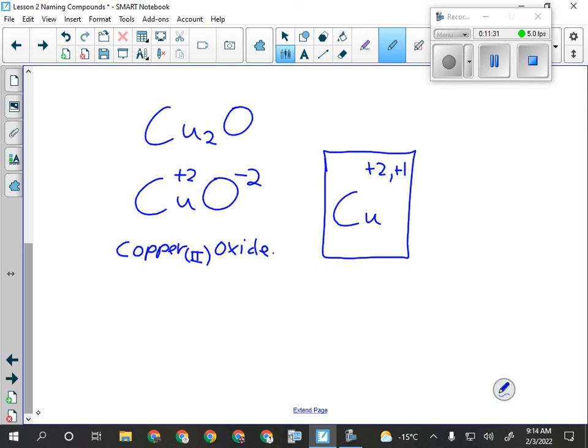Now, for the other compound, oxygen always has a charge of -2. In this case, there are 2 coppers. And if I'm going to have an overall charge of 0, that means each one of these coppers only has a charge of 1.